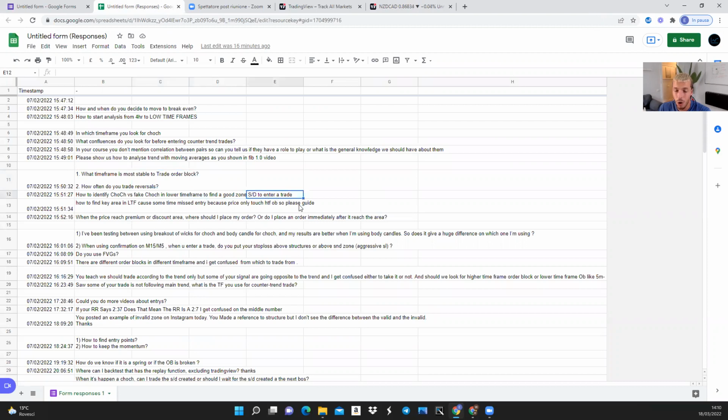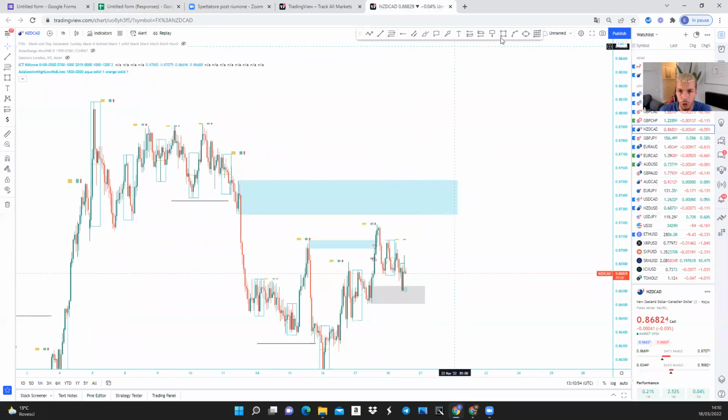It really depends on the reliability of the higher time frame point of interest. If the higher time frame point of interest is good, you have higher probabilities of that change of character being a correct change of character. Another thing that you might want to look for, if you're not sure about the area, is double confirmation, which means manipulation, change of character.